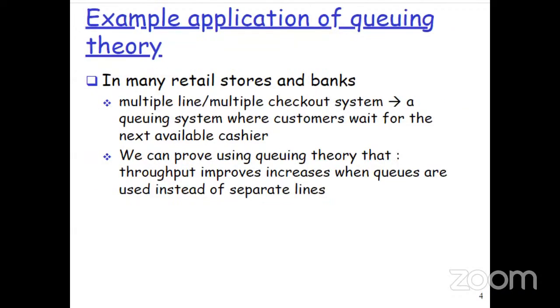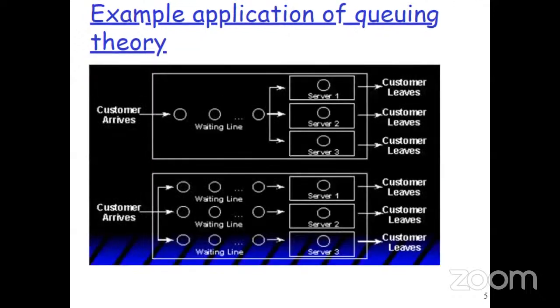If we take an example of the application of queuing theory in many retail stores and banks, multiple lines or multiple checkout systems will be there. A queuing system where customers wait for the next available cashier to make a bill. So we can prove using queuing theory that throughput increases where queues are used instead of separate lines. So there the application of queuing theory is applied.